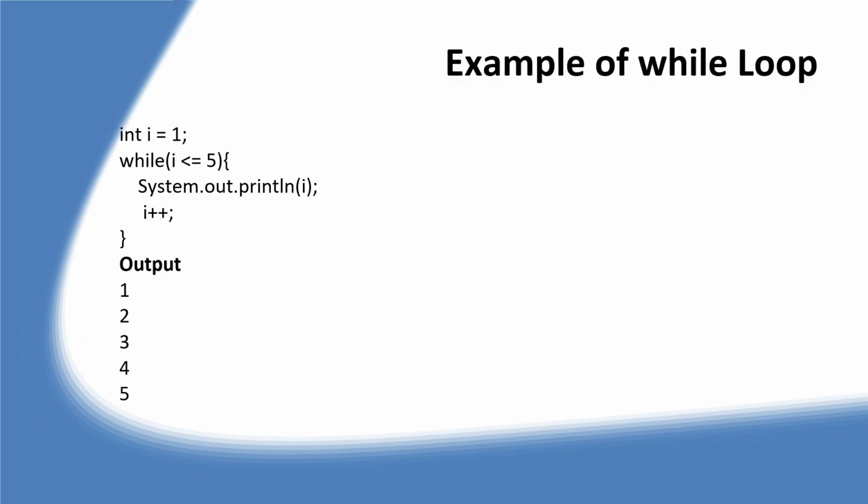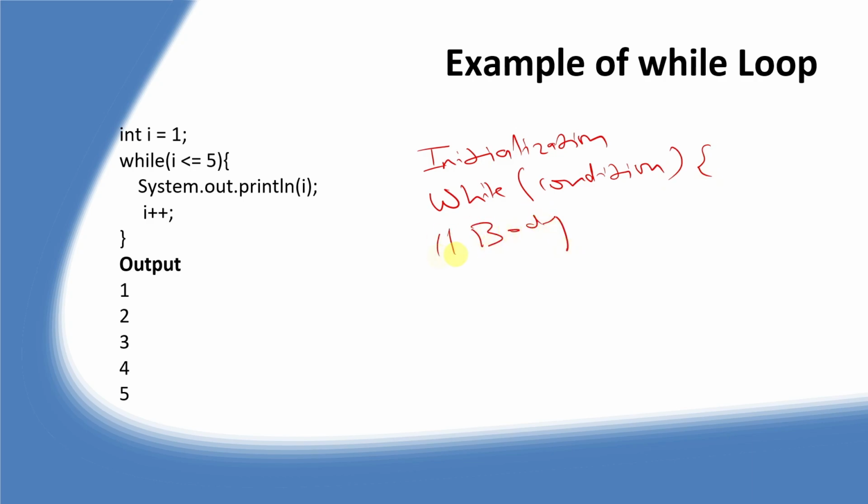Let's see an example of a while loop. As we have seen, there are three components of any loop: initialization, then while condition, then the body of a loop. And within the body, we'll be having an increment or decrement.